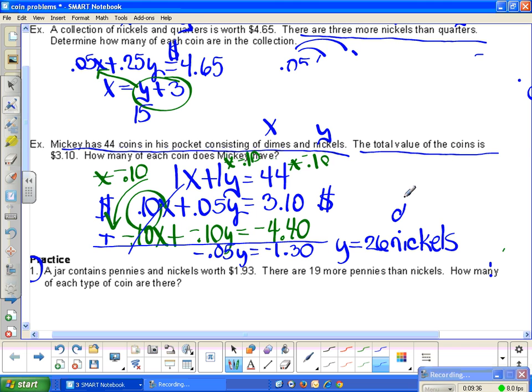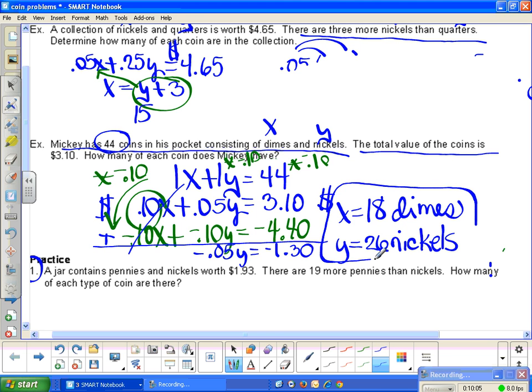How many dimes are there? How do we find it? There'll be 44 in all. 26 of them are nickels. How many of them are dimes? 18. Take 26 away from 44. And again, we should be able to check by saying 18 times 0.1 plus 26 times 0.05 should give us 3.10.